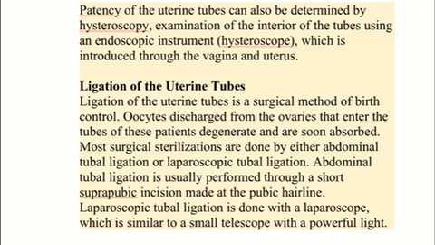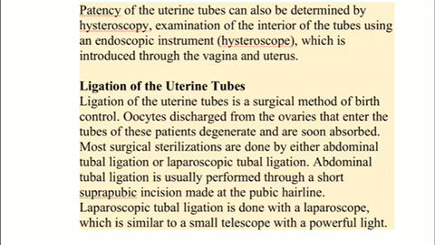What about ligation of the uterine tubes? Ligation of the uterine tubes is a surgical method of birth control. That's a drastic thing to do. Oocytes discharged from the ovaries that enter the uterine tubes of patients that have had ligation of the uterine tubes will degenerate and get resorbed.